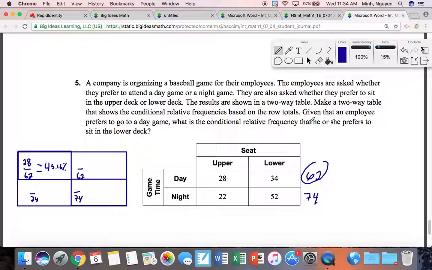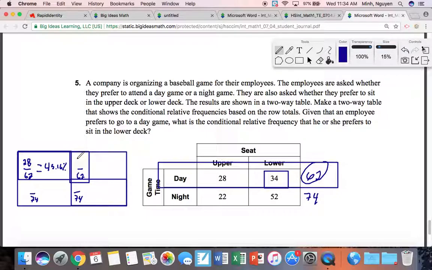Given that an employee prefers to go to a day game, so you know that you're only looking in this column. Given that an employee prefers to go to a day game, what is the conditional relative frequency that he or she prefers to sit in the lower deck? So it's basically just asking you for this. So 34 over 62, which is going to be more than half. How much more? Let's find out. 34 divided by 62, 54.83%. And I have answered this question.